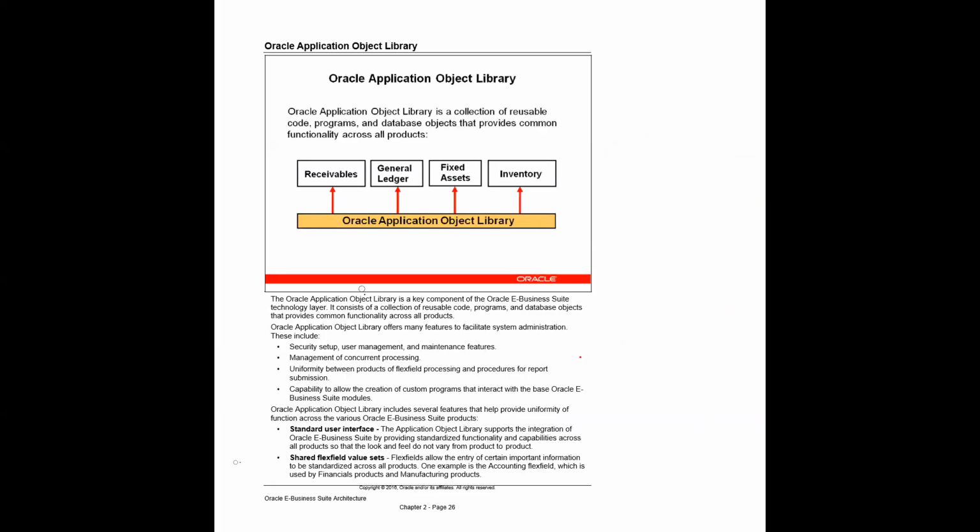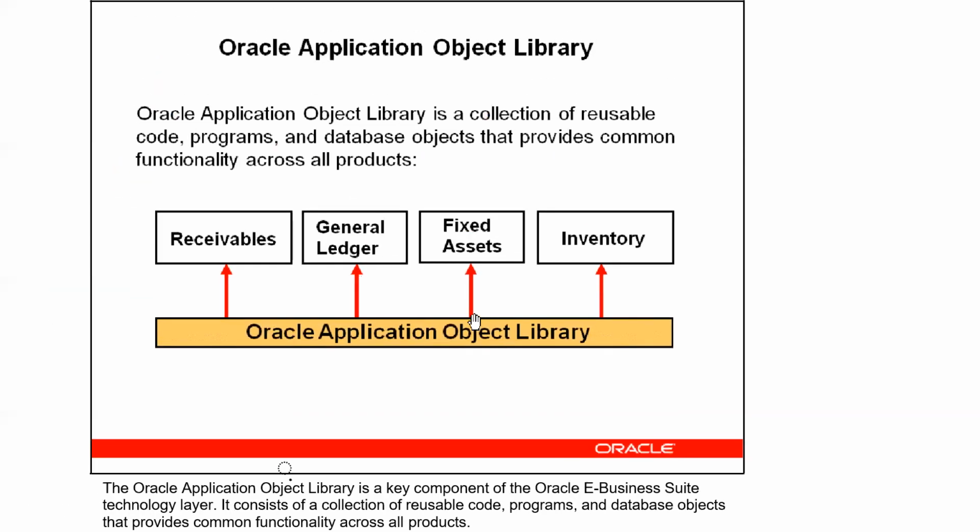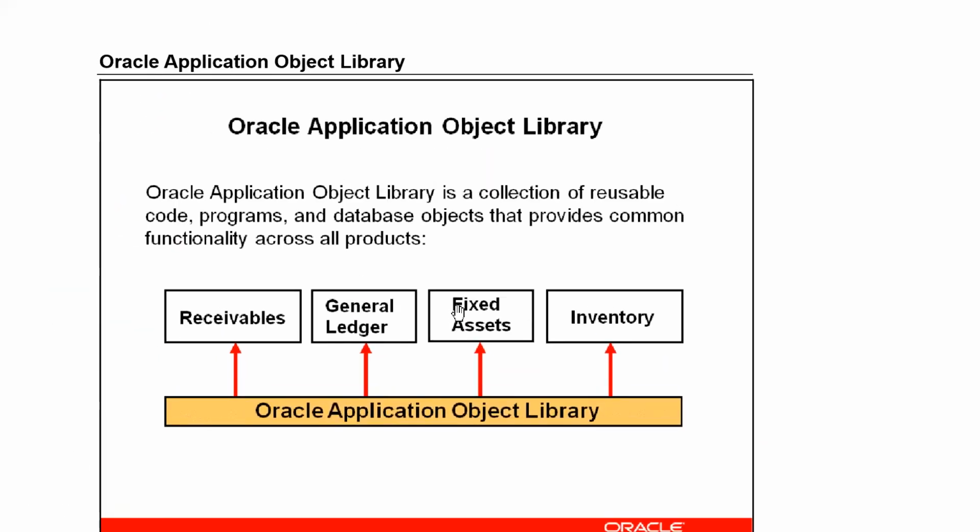So these are all the utilities. Now come to Application Object Library. Mostly a separate technical team will be working on this. Just at a high level, we can understand this. It is nothing but a collection of reusable code, programs, and database objects that provide common functionality across all products. So there are some reusable components which provide the common functionality across all the products.